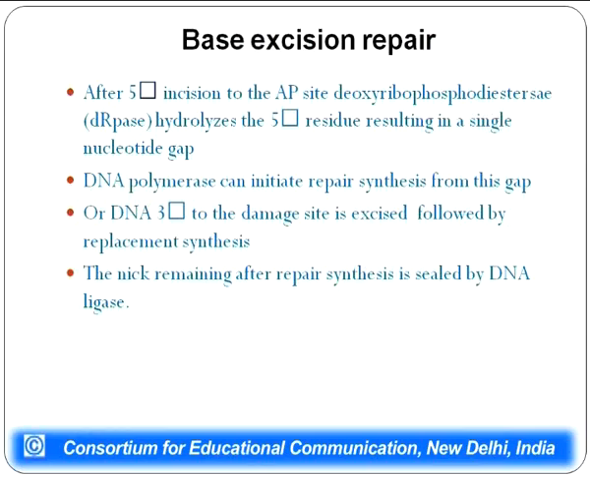After there is a cut 5' to the AP site, there is another enzyme known as DRPase or deoxyribophosphodiesterase, which hydrolyzes this 5' residue, resulting in a single nucleotide gap. So, it is very essential to note that in base excision repair, there is only removal of a single nucleotide. After this nucleotide has been removed, DNA polymerase can initiate repair synthesis. Sometimes it also happens that one cut is made 3' to the damaged site and a small chunk of nucleotides is removed, and then this is repaired.